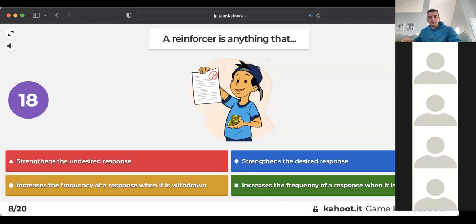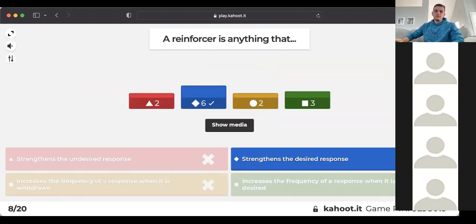What is a reinforcer? All right, so it strengthens the desired response. So talk about negative or positive reinforcement. Either one of those scenarios, we're trying to continue whatever behavior is being exhibited. Whereas punishment, I'm trying to decrease that.